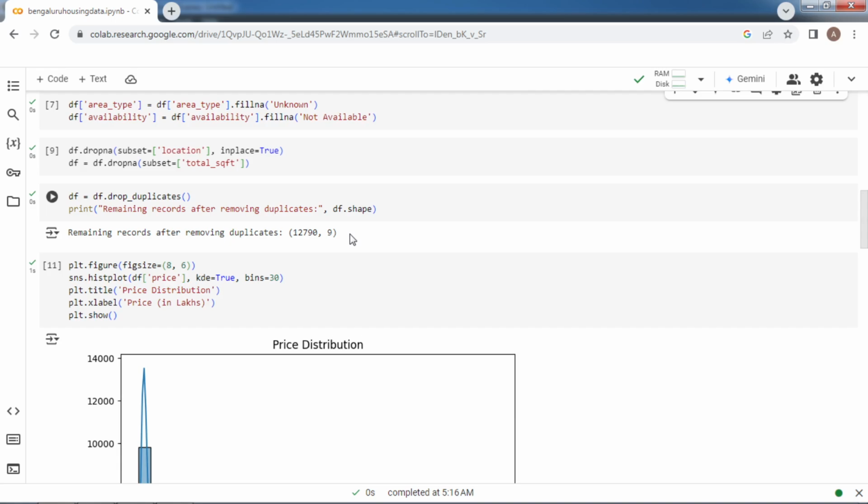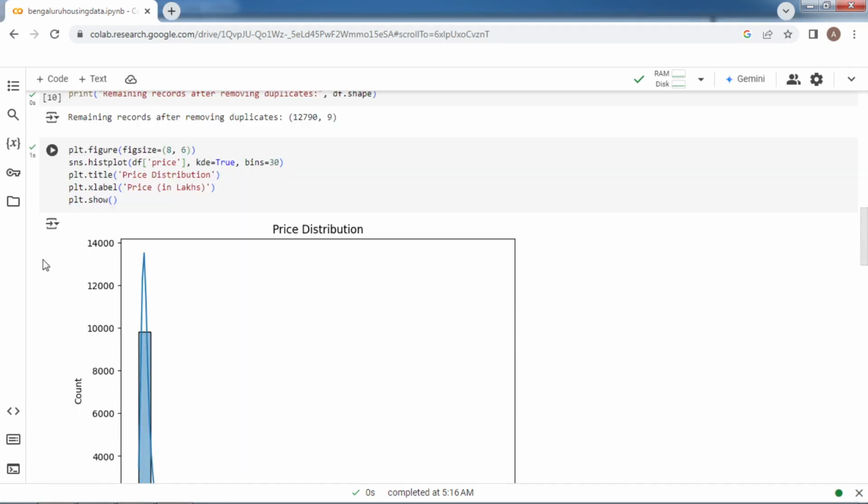Hey, what's up everyone? Now we are at the final part of our project. This is the visualization part, and we're going to export the file further.